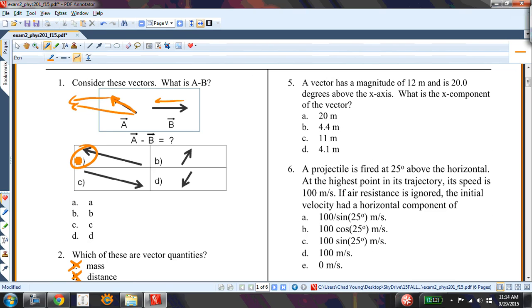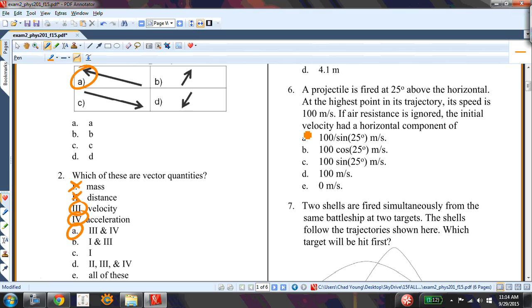The vector has a magnitude of 12 and 20 degrees above the x-axis. What is the x component of that vector? Well, the x component is just going to be 12 cosine of 20. And that's going to be 11 meters. So C is the right answer.